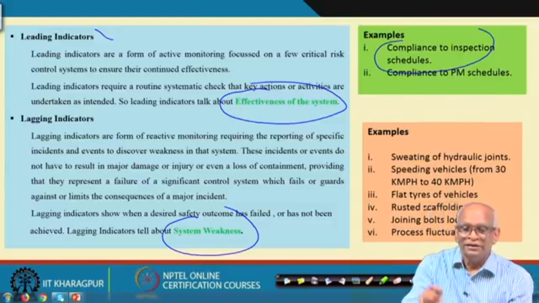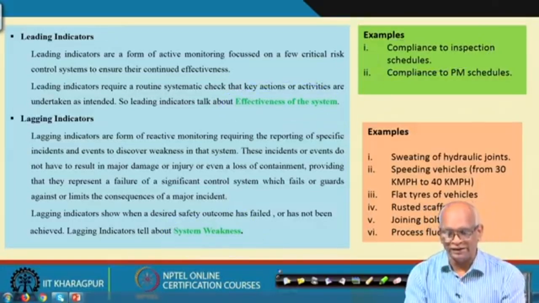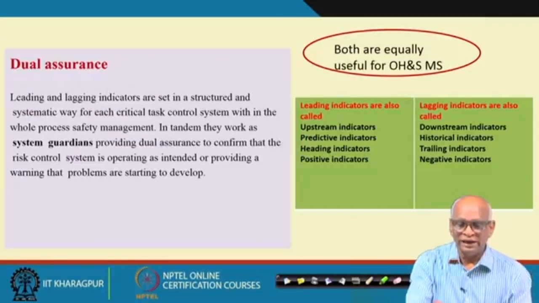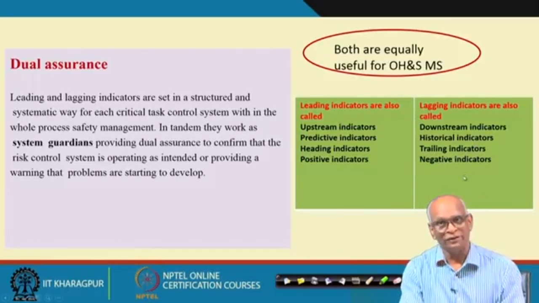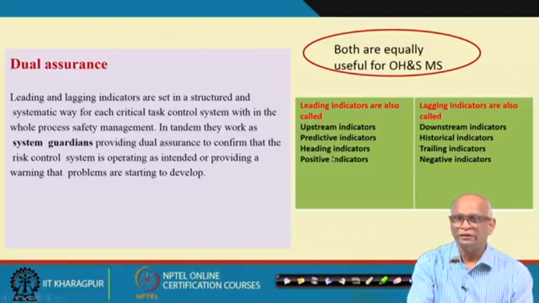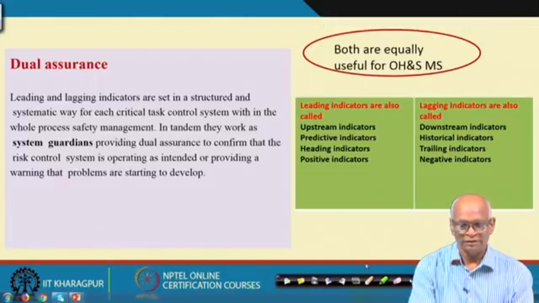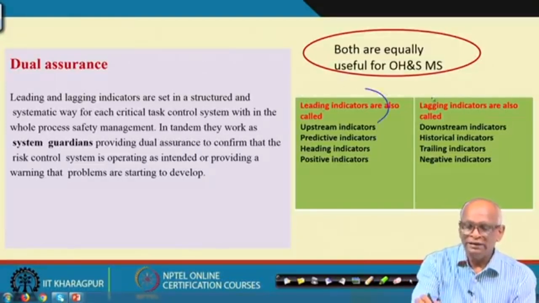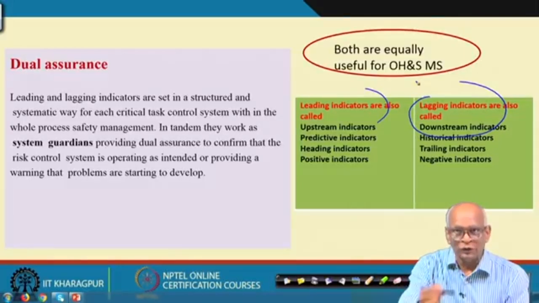Both lagging indicators and leading indicators are important to the organization. We should not feel that lagging indicators are something bad. The lagging indicators are called downstream indicators, historical indicators, trailing indicators, or negative indicators also. Some people call the leading indicators upstream indicators, predictive indicators. We have to have both leading indicators and lagging indicators. Both are helpful.